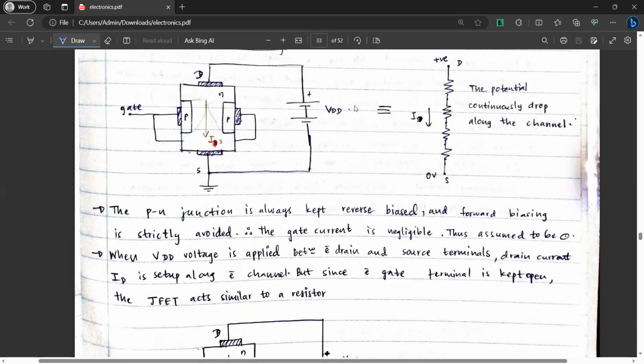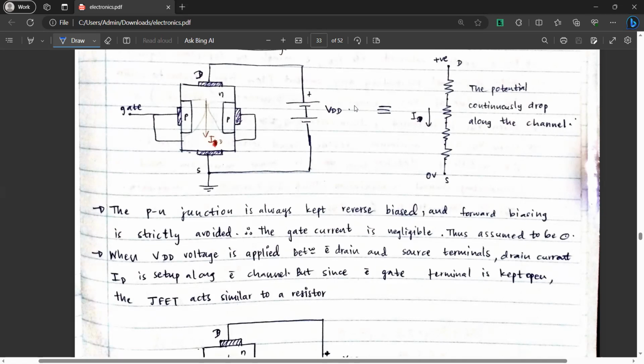And here, when VDD voltage is applied between the drain and the source terminal, drain current ID is set up along the channel. But since the gate terminal is kept open, the JFET acts similar to a resistor. So here, this gate terminal is kept open. Therefore, this just acts like a resistor because it is not going to reverse bias this junction. It will act just like a normal resistor.